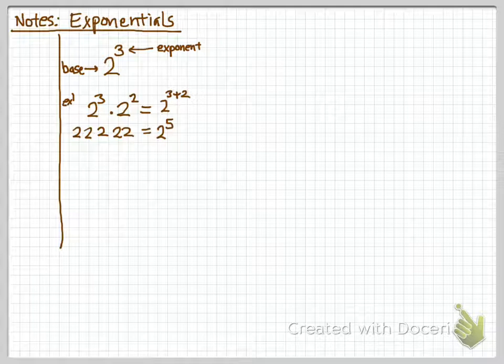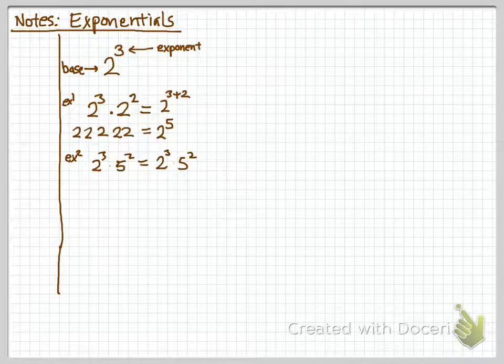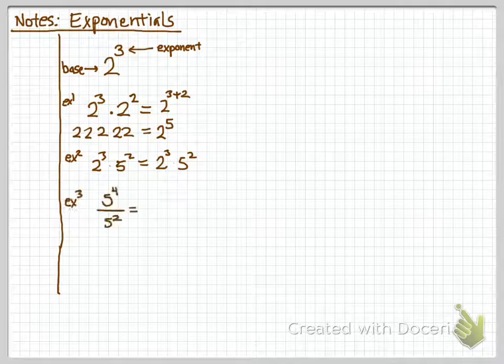When you go behind the scenes, you see that 2 to the third power times 2 to the second power really gives you 5 2's. Thus, you can write 2 to the fifth power. Second example, 2 to the third times 5 to the second. We just leave it. The bases must be the same in order to combine them.